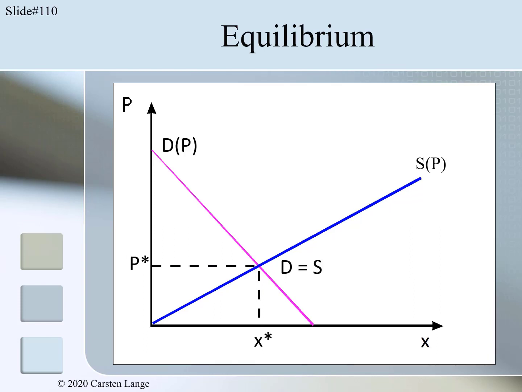Here's the procedure to find the equilibrium price and the equilibrium quantity in a nutshell. First, find the intersection point between demand and supply curve.